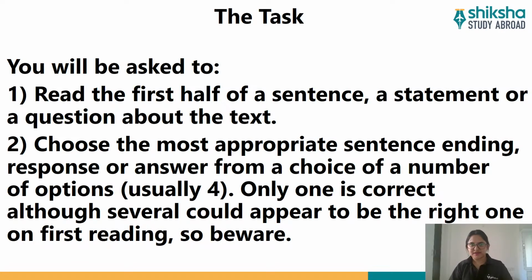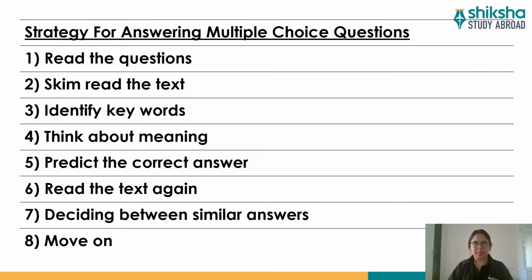First, let's see what the task is about. You will be asked to read the first half of a sentence, a statement, or a question about the text. Then secondly, choose the most appropriate sentence ending, response, or answer from a choice of options, usually 4. So usually you get 4 options out of which you have to select one. Only one is correct, although several could appear to be the right one on first reading. So be aware. Now let's see what the strategies are for answering multiple choice questions.